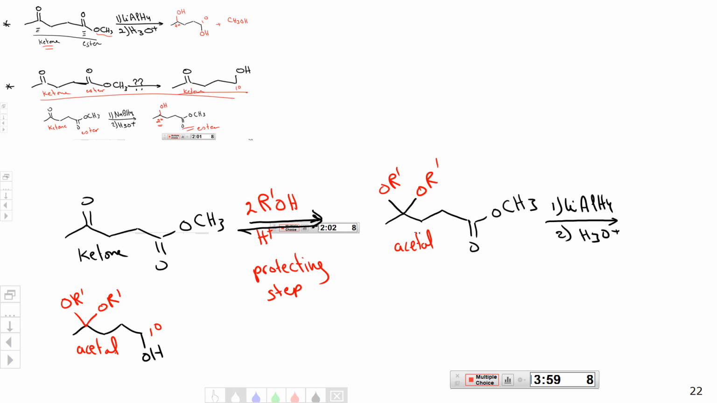Now I need to remove the protecting group. The easiest way to remove it is by adding H+. By doing so, I'll go back to the ketone. Wherever the C(OR')(OR') is, it used to be a C=O, plus 2 moles of ROH. So I achieved this reaction by protecting. Yes, it is 2 steps more, but I achieved that the ketone is protected and the ester is reduced.